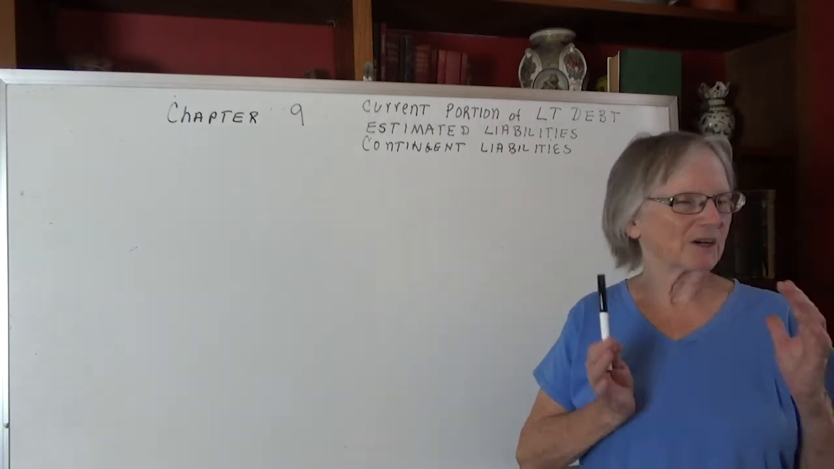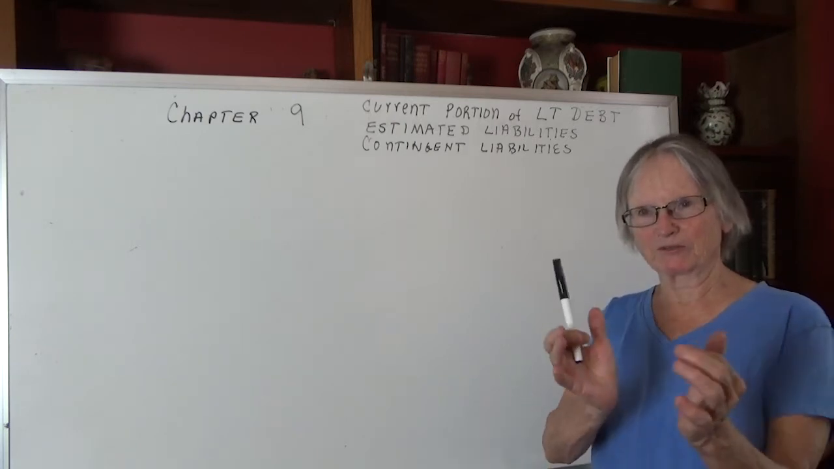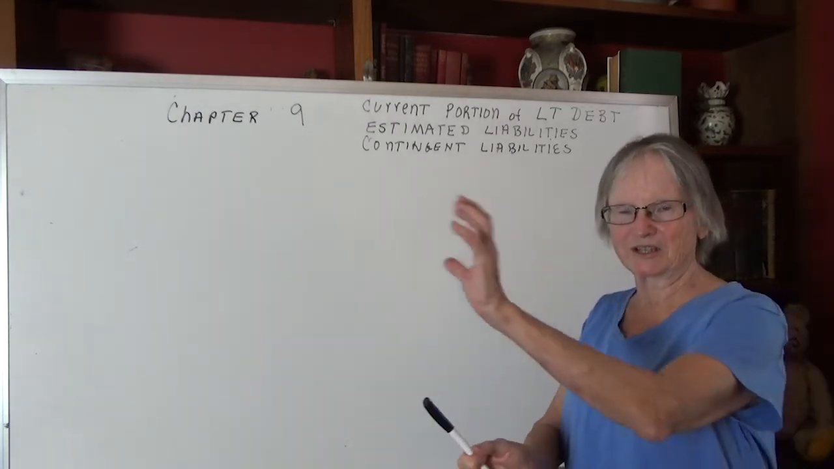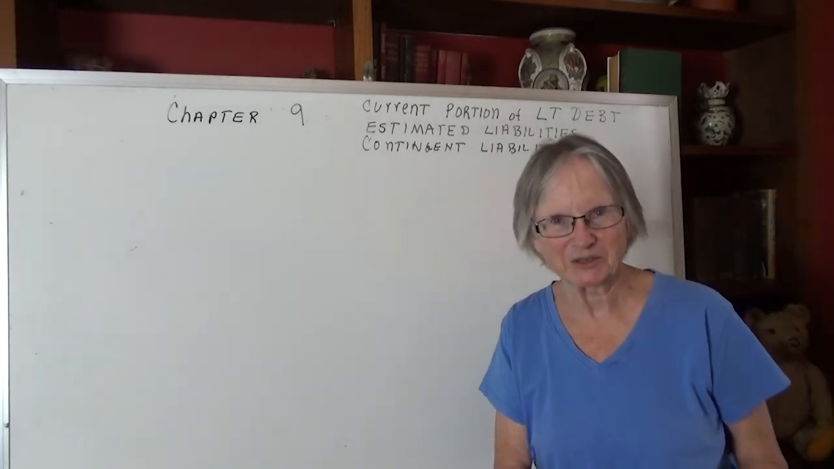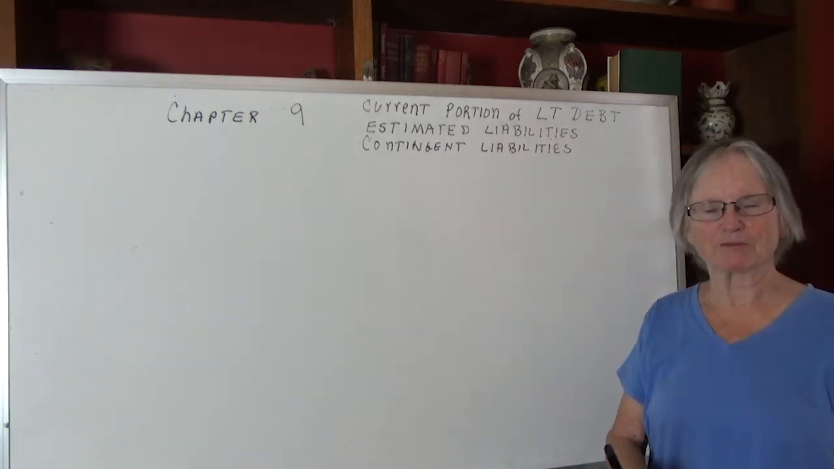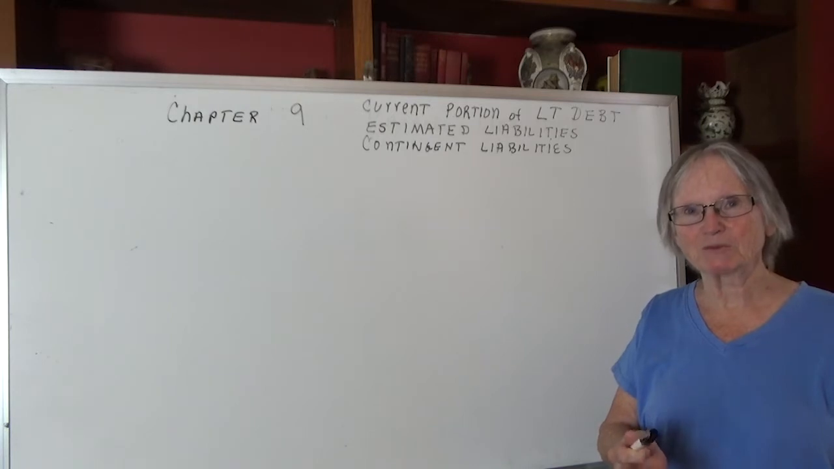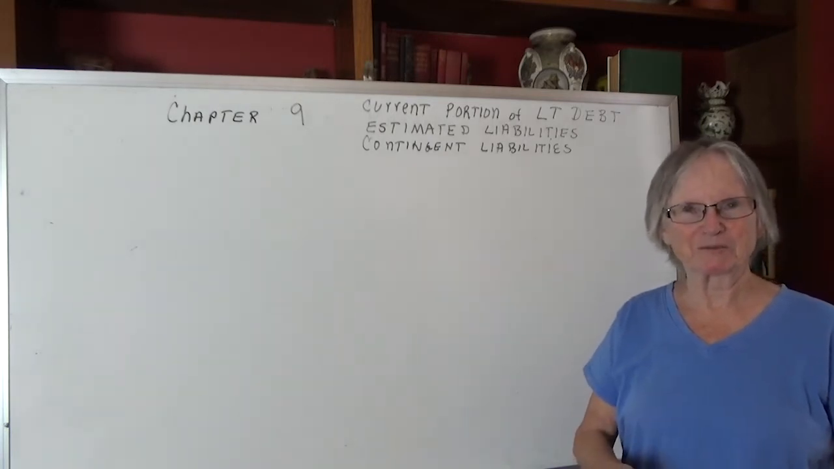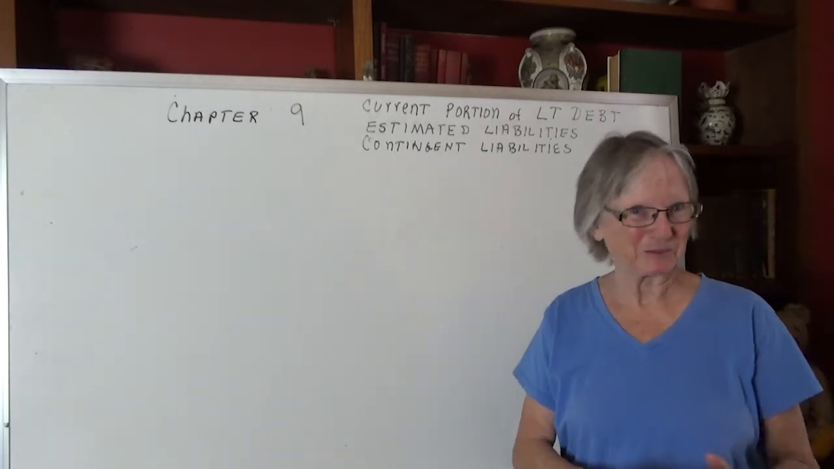So you would have a $100,000 mortgage, maybe you would have 10,000 of that be current and 90,000 of that be non-current. That's really a reporting sort of thing to make sure that the people looking at your financial statements know how many current liabilities you have versus long-term.